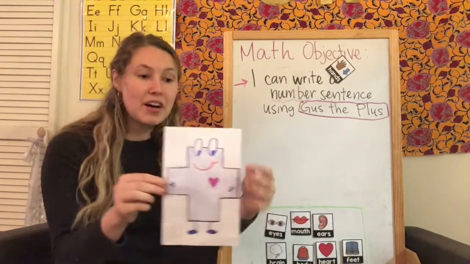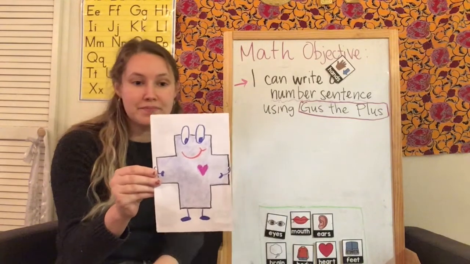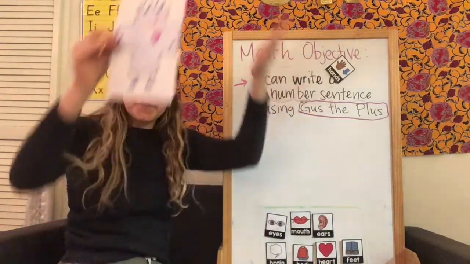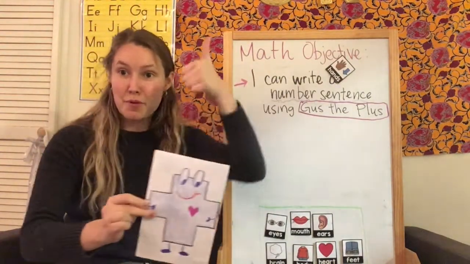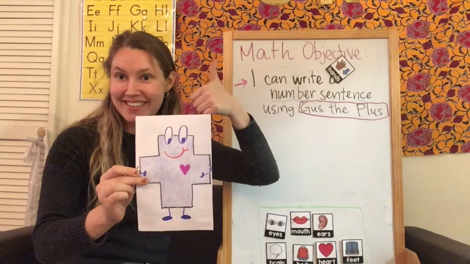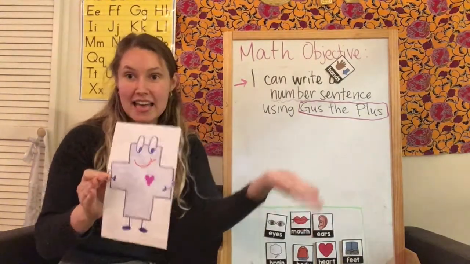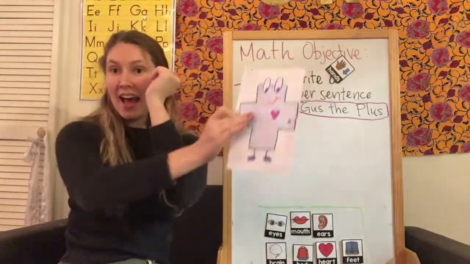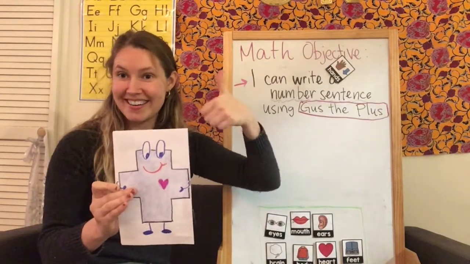And I actually have a little chant about Gus the Plus that kind of tells us what he likes to do. He likes to take two parts and put them together. Add them up, because more is better. Ooh, let's do that one again. Take two parts and put them together. Add them up, because more is better.